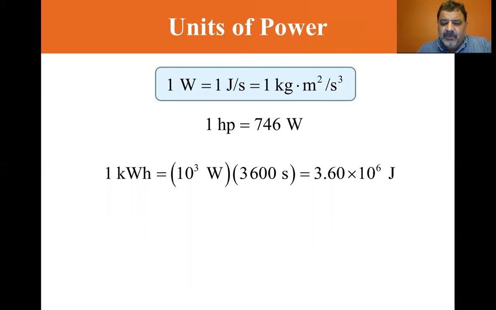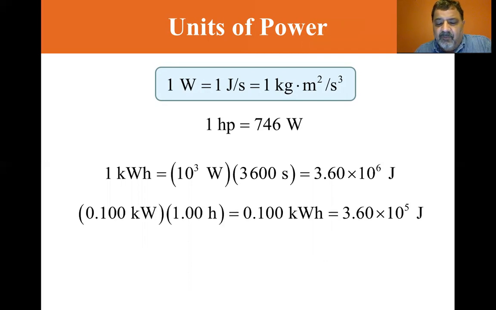When you pay your electric bill, you are buying energy, an amount of energy transferred by electrical transmission, usually expressed in kilowatt hours. An example is the electric bulb rated at 100 watts. In 1 hour of operation, the energy transferred by electrical transmission is 3.6 times 10 to the 5th joules. That would be, I think, 360 kilojoules.